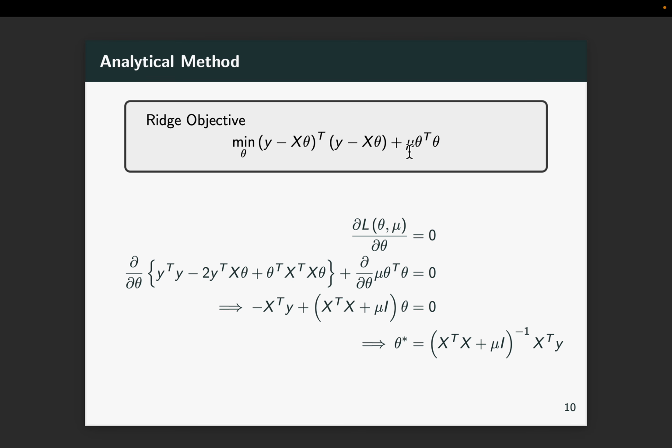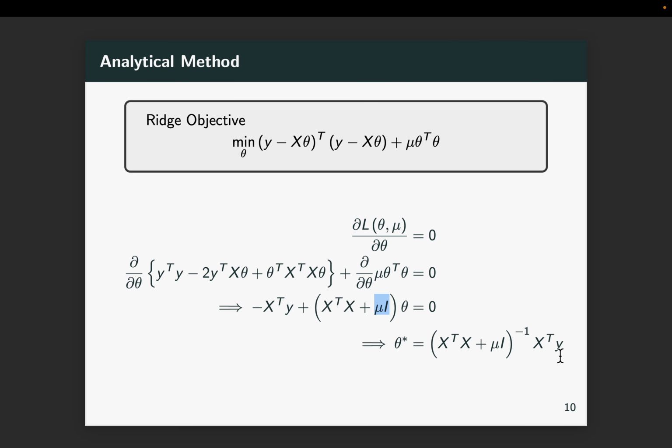The only new term is the mu theta transpose theta term. If you incorporate that term, so del by del theta of mu times theta transpose theta, you'll get minus x transpose y plus (x transpose x plus mu times the identity matrix) times theta equal to 0. This is the new term. And if you solve for it completely, you'll get theta star, theta hat, equal to (x transpose x plus mu I) the whole inverse, times x transpose y.